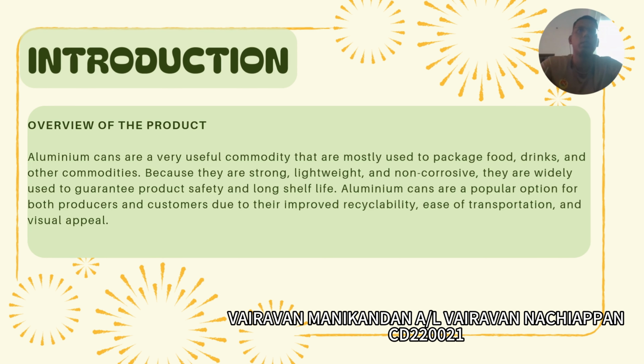Aluminum cans are very usual nowadays. Why? Because they are strong, light, and non-corrosive. We can't choose other metals like steel because steel can easily corrode. There is another plus point for these aluminum cans: they are widely used and they guarantee product safety with a long shelf life. So aluminum cans are a popular option for both producers and customers due to the improved recyclability.